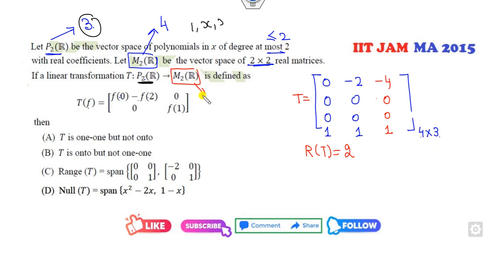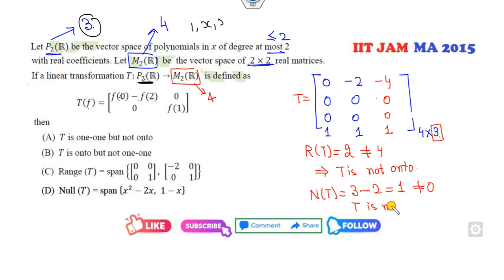What is the dimension of this? 4. So it means it is not same. What is the meaning of that? T is not onto. Fine. Also you can see what is the nullity? Number of the column vectors minus rank, which is 1, which is non-zero. It means T is 1-1? It is not 1-1. So first option, second option cancel out.